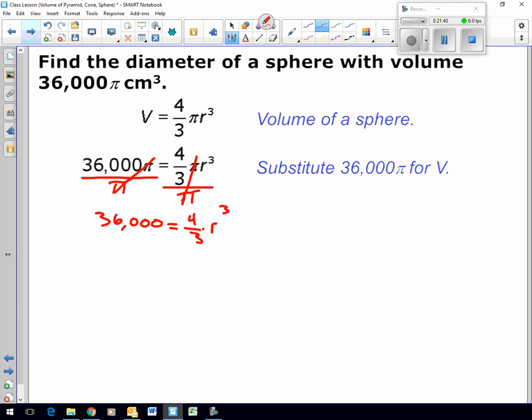$36,000 equals 4/3 radius cubed. How do I get rid of that fraction? You can divide, and I'm not going to count it wrong if you divide. But if you divide, you better make sure that you get those next steps right.